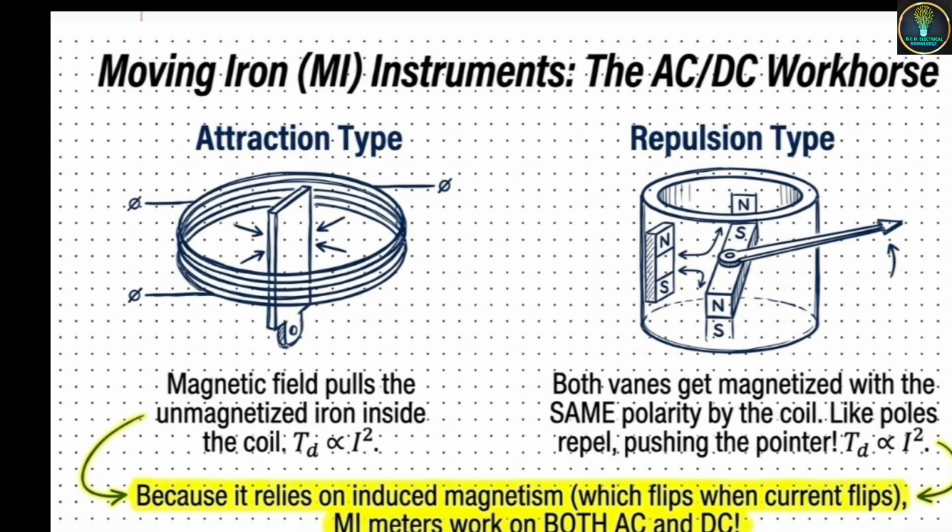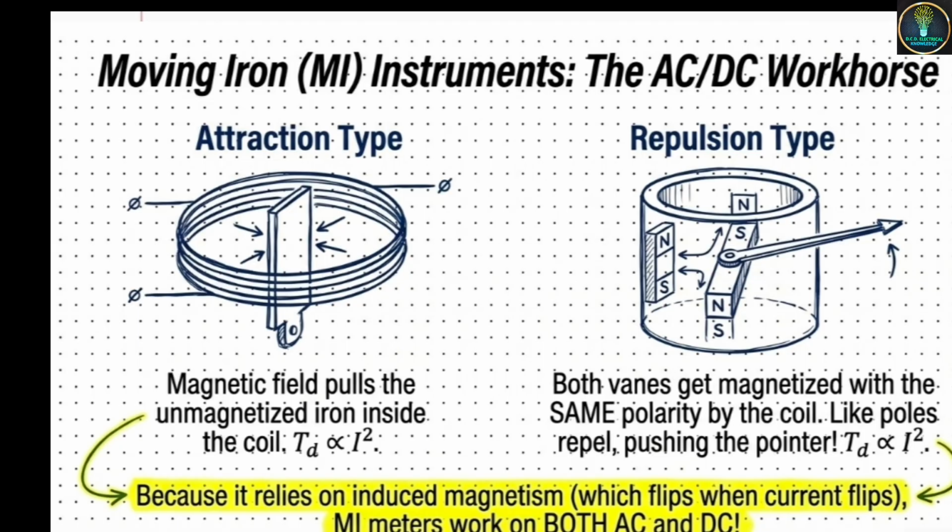Moving iron MI instruments, the AC and DC workhorse. Moving iron instruments are of two types: attraction type and repulsion type. Attraction type: magnetic field pulls the unmagnetized iron inside the coil, that is TD varies with I square.